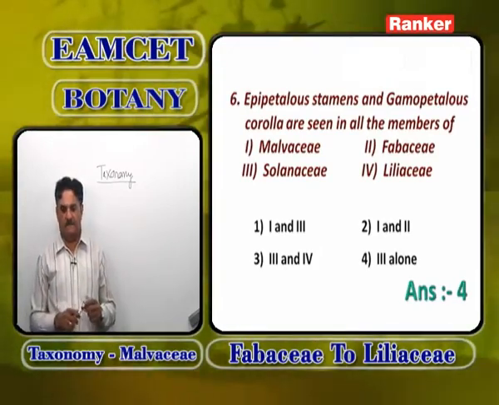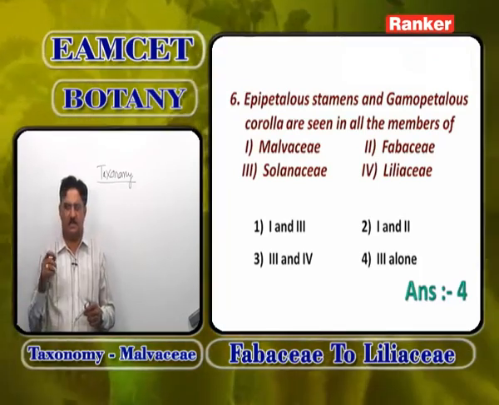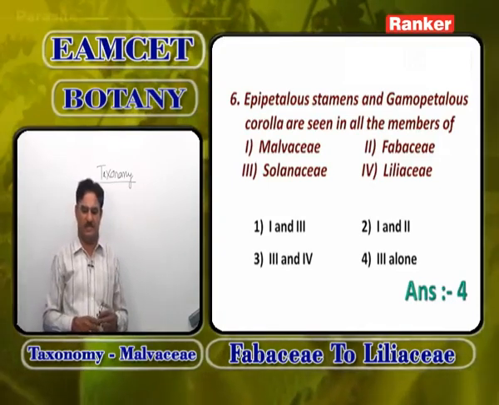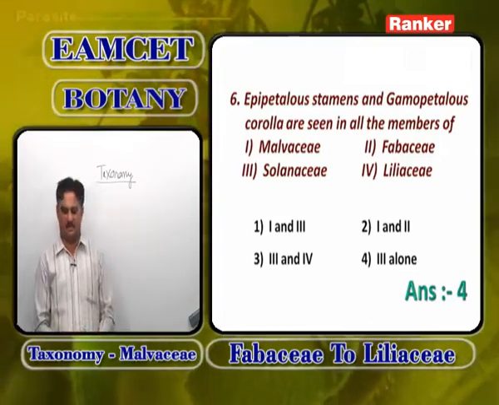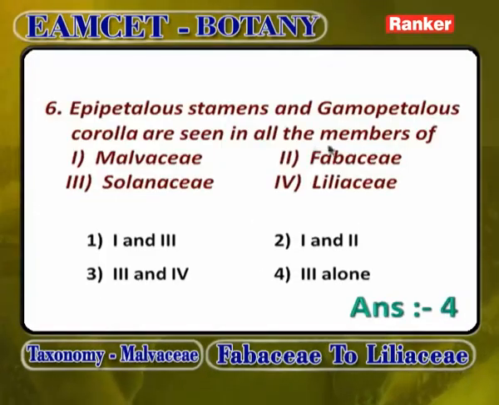Malvaceae is polypetalous. Fabaceae is polypetalous. Liliaceae is dichlamydeous but homochlamydeous. And Solanaceae is gamopetalous and epipetalous. So, the answer for this is only 4, that is 3 alone. 3 alone means Solanaceae alone. In Solanaceae only you will find epipetalous stamens. That means stamens are attached to the petals and petals are gamopetalous, they are fused.